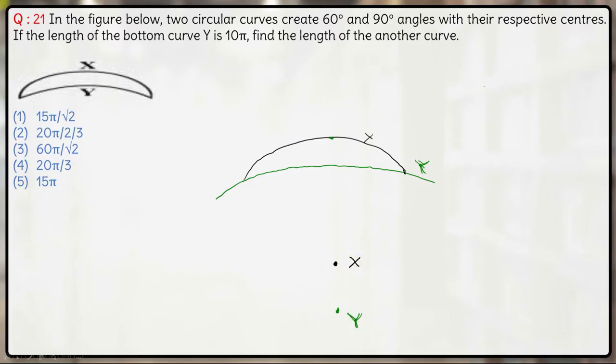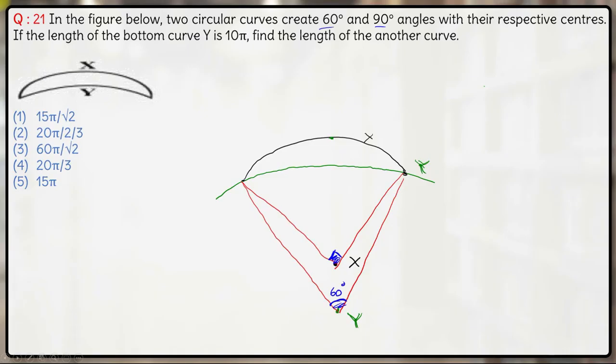Fine. So let's see what will be the angle subtended by these 2 points. So these 2 points will subtend this angle of the bigger circle, and this will be the angle for the smaller circle X. Now which of these angles is the bigger angle? Obviously this is the bigger angle. That means of the 2 angles mentioned, 60 and 90 degrees, this will be 60 degrees and this will be 90 degrees over here. Okay, this was the most difficult part to understand for this question.